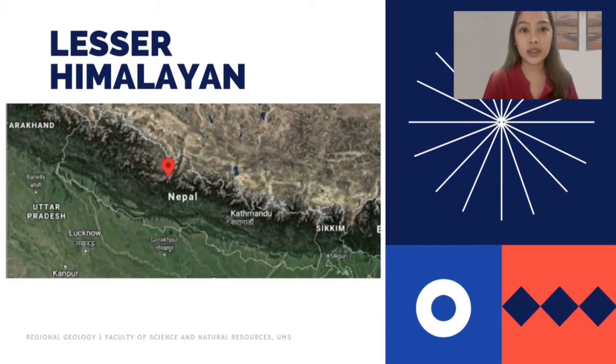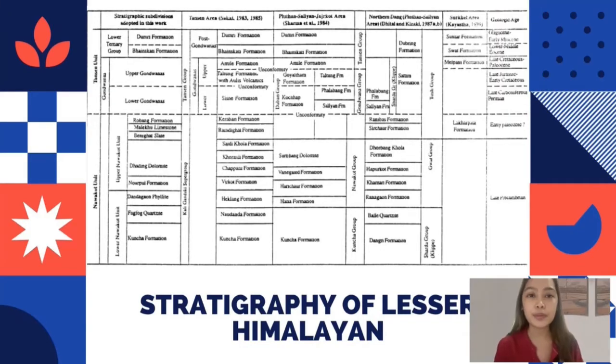Lastly is Lesser Himalaya. I'm going to elaborate more about Lesser Himalaya because it is located in between the Greater Himalaya and the Sub-Himalaya. The location of Lesser Himalaya can represent the layer and age of the other two. From the table, we can see that Lesser Himalaya started from late Precambrian until early Miocene, and from the left side of the stratigraphy, we can see there are stratigraphic subdivisions for Lesser Himalaya.